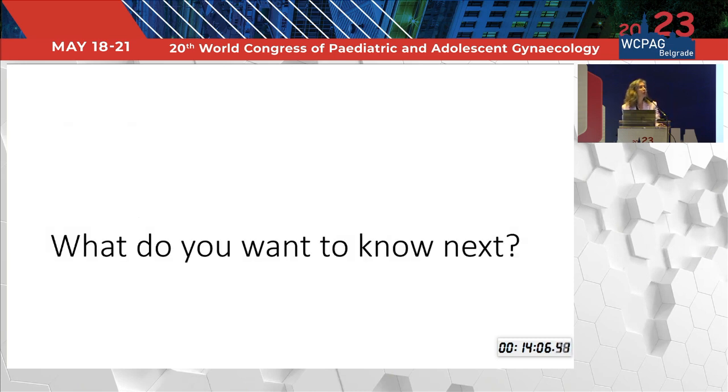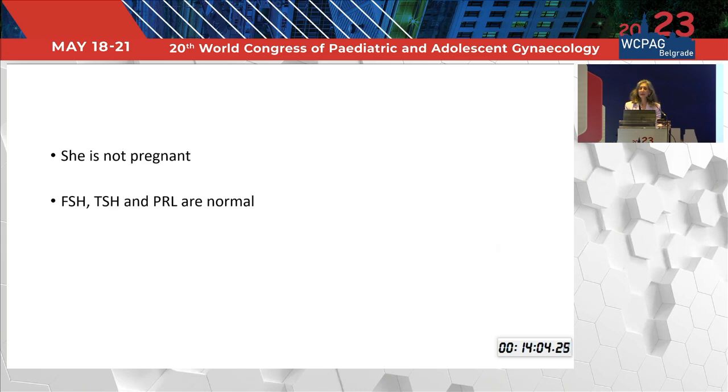Okay, so what do you want to do next? Next thing, I assure you, she is not pregnant. We did a beta HCG. It is negative. We did FSH, TSH, and prolactin, and they are normal.